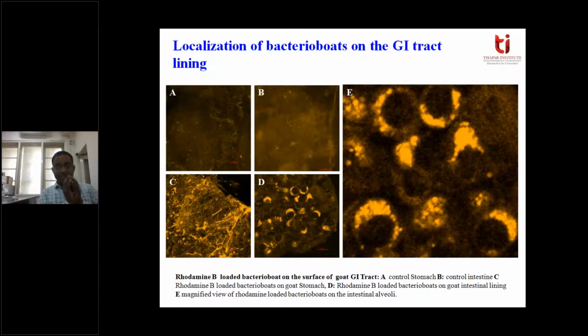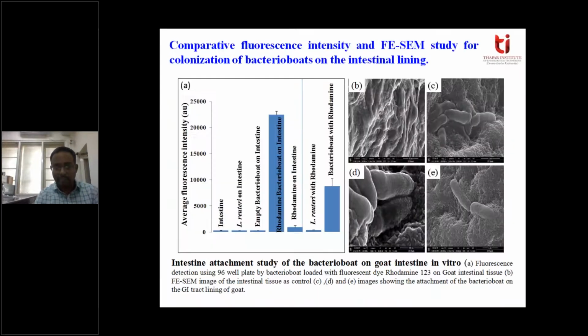That means it's a very good situation: if you can load the drug, it will bind very close to the alveoli and can be directly absorbed. Drugs can be directly absorbed from that particular place. That's what we got from our microscopic studies. Then we tried to confirm further. This curve also shows the rhodamine loading efficiency. With the empty bacterial boat, you have the maximum rhodamine loading efficiency.